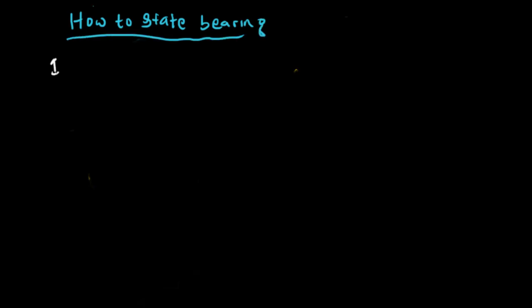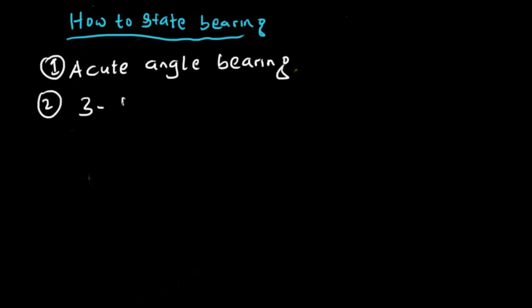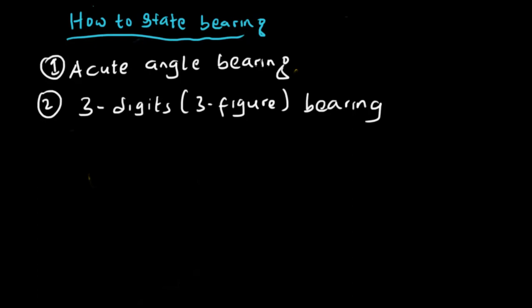Now we are going to look at how to state bearing. How do we state bearing? The first is acute angle bearing. Then secondly, we have 3 digits or 3 figure bearing. Both are correct. Now in this video we are going to be treating acute angle bearing, and then in the next video we are going to be treating 3 digits bearing.